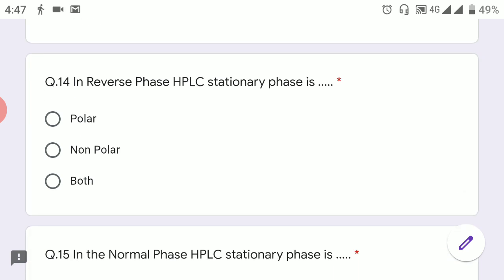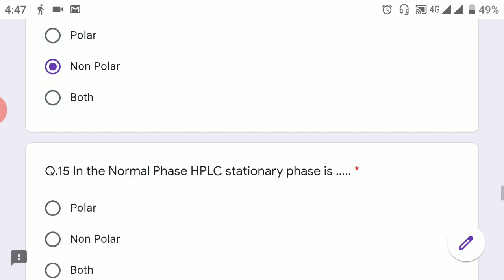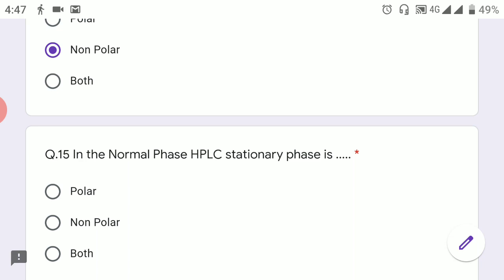Now, in reverse phase HPLC stationary phases, this is a very famous, favorite question for every examiner, reverse phase versus normal phase HPLC. As we know, in reverse phase HPLC the stationary phase is non-polar and the mobile phase is polar. So the answer is here. And the opposite, in normal phase, the stationary phase is polar.